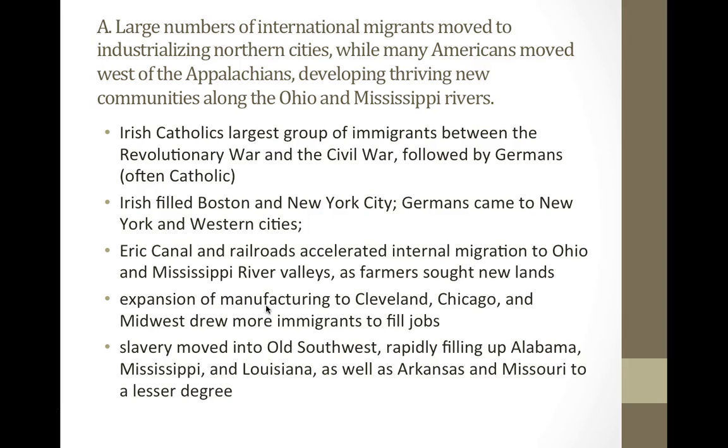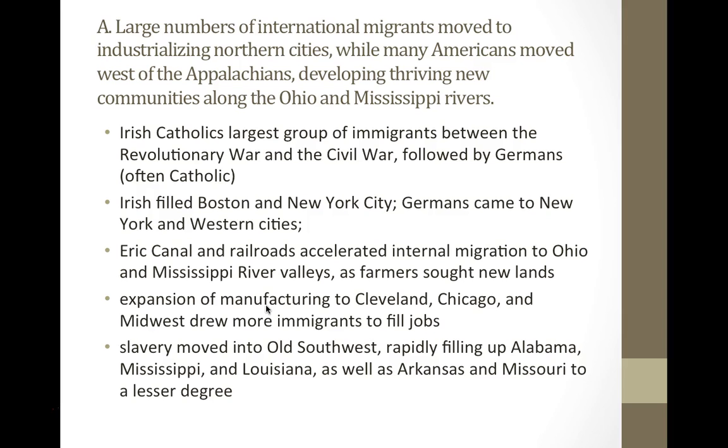Migrants are going to come into the United States and settle in different places. The Irish Catholics are the largest group of immigrants, followed by the Germans. The Irish, remember, often come very poor, so they don't have the money to move anywhere and have to settle on the coast. They're going to fill Boston and New York City. The Germans are going to come into New York, and also into some of the western cities. The difference is the Germans tend to arrive with a little more money, so they have the money to start wagon trains and move to the Midwest, which is why we have such a heavy German population in this area.